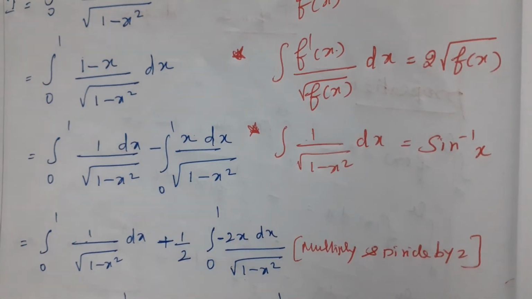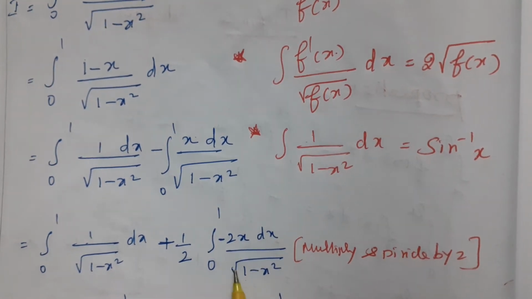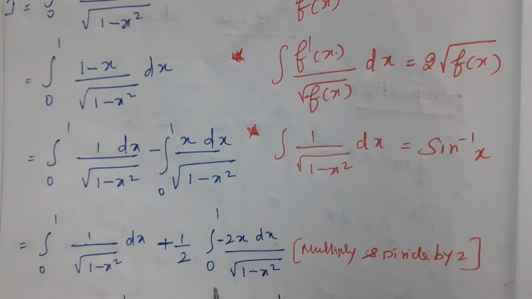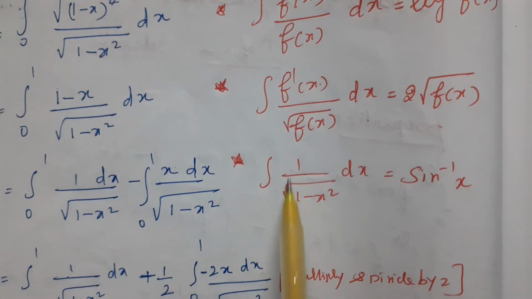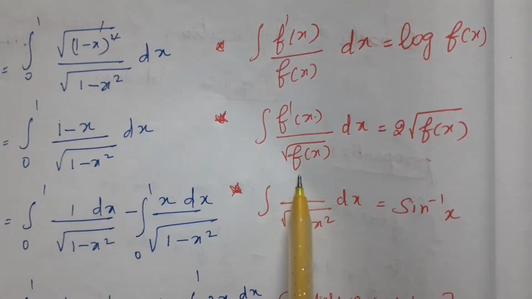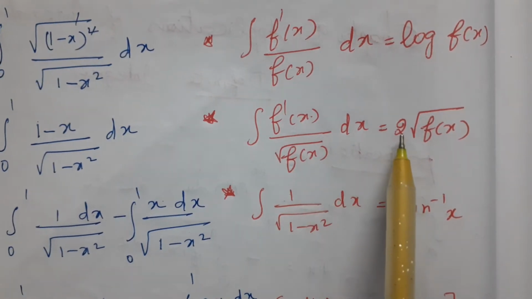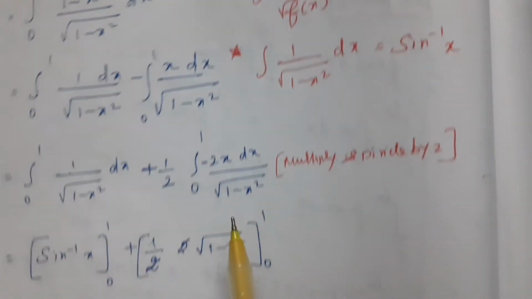1 by 2. If you differentiate x square, we get what? Keep 1 minus x square as one of the functions f of x. If you differentiate it, it becomes 2x, so 2 into f dash of x by root of f of x. The second integral, integral of f dash of x by root of f of x, is equal to 2 into root of f of x. Apply this integration property.